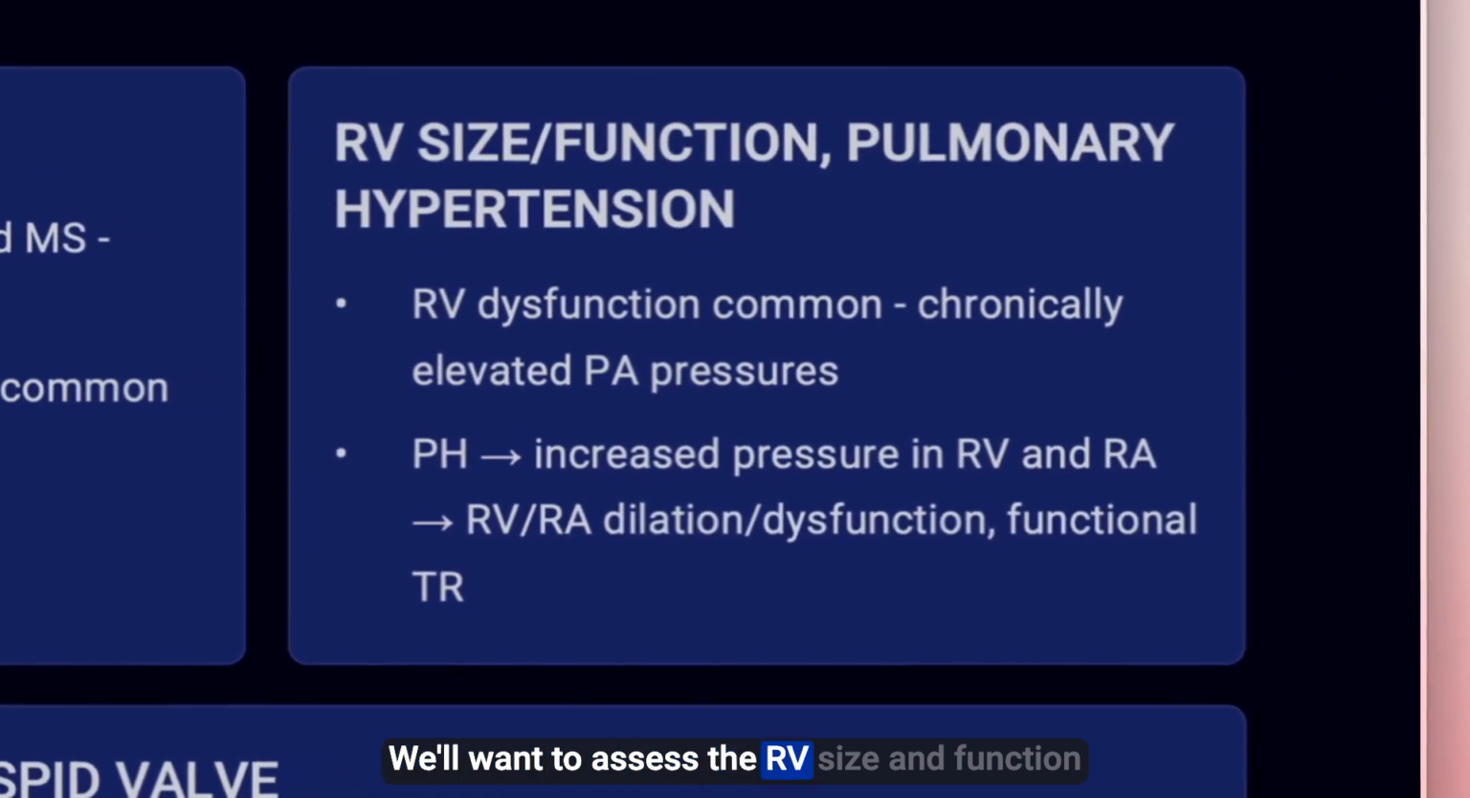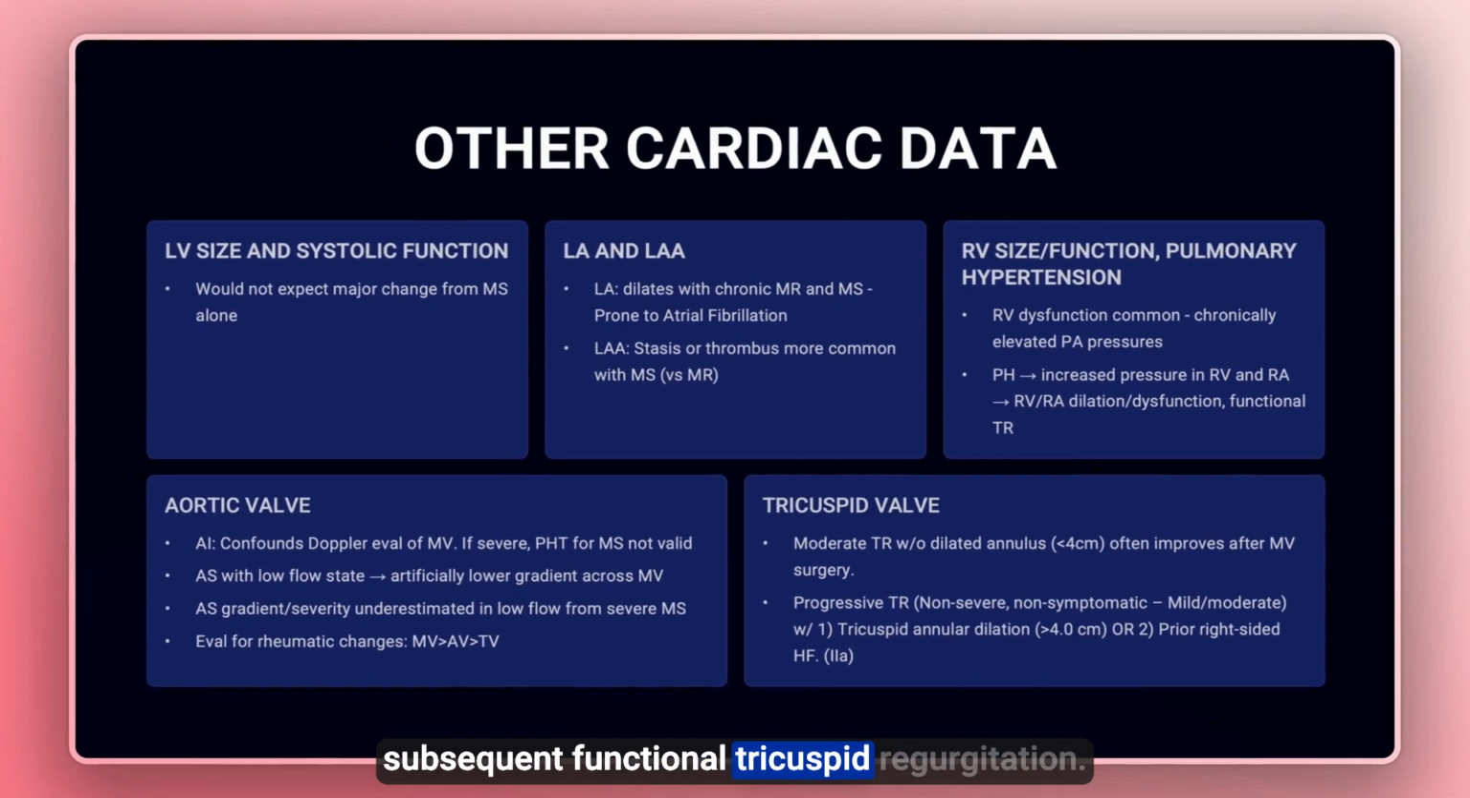We'll want to assess the RV size and function and any underlying pulmonary hypertension. RV dysfunction is common, especially with chronically elevated pulmonary artery pressures. The pulmonary hypertension can lead to increased pressure on the RV and right atrium, and they can cause subsequent RV and right atrial dilation and dysfunction and subsequent functional tricuspid regurgitation.